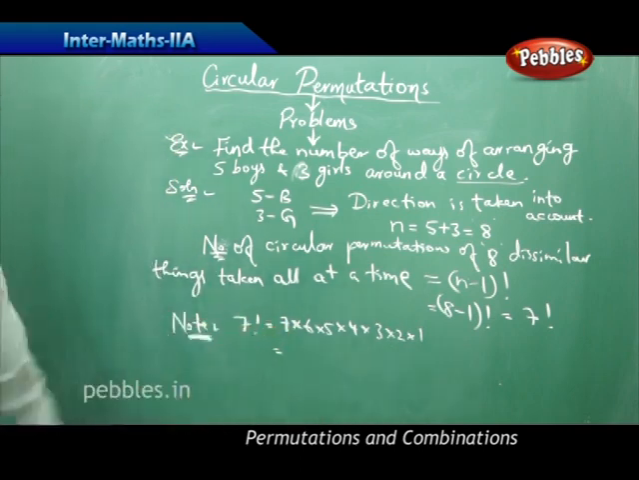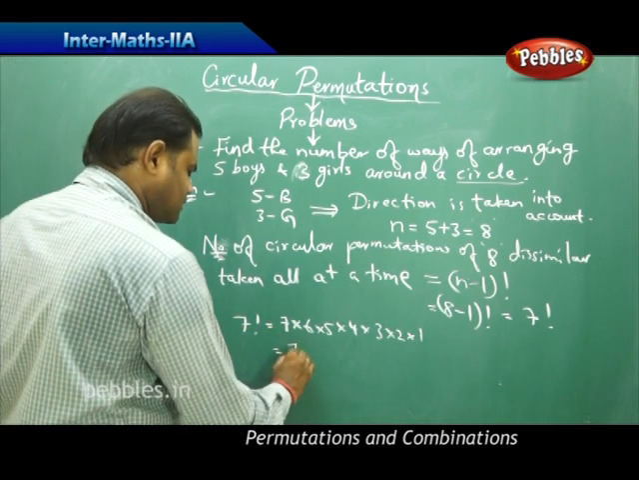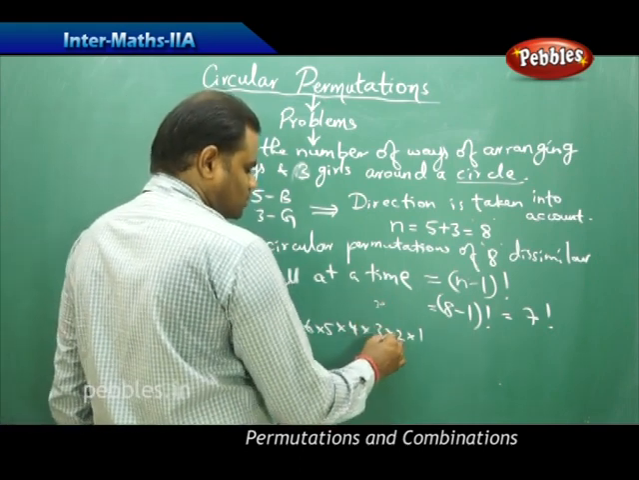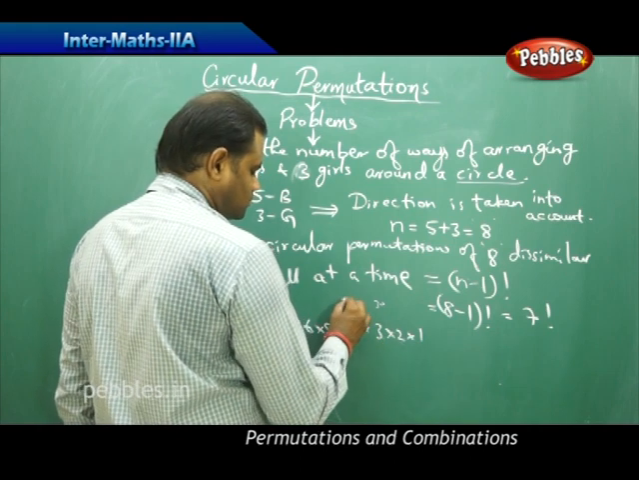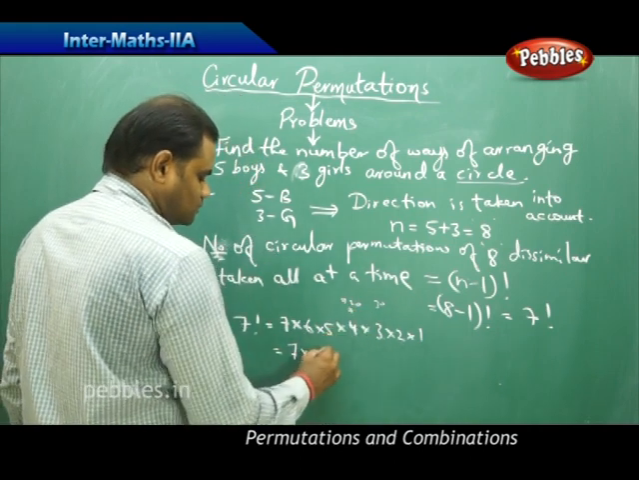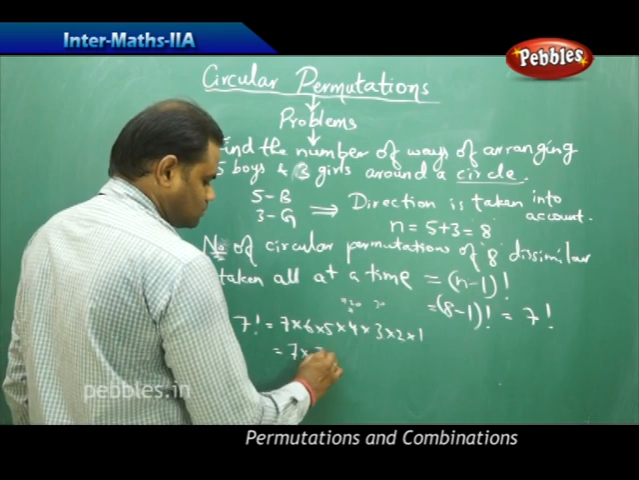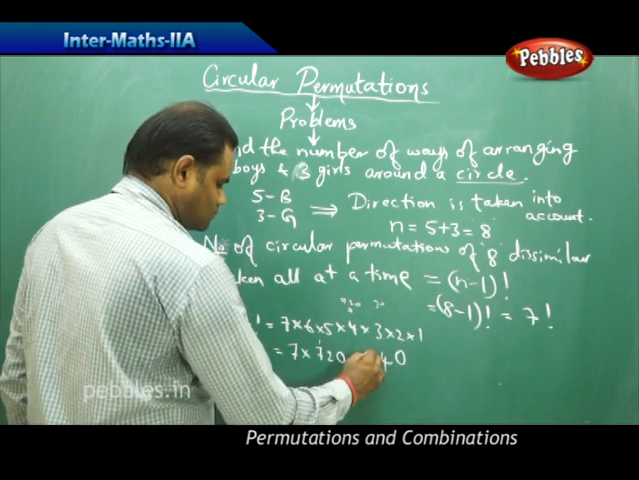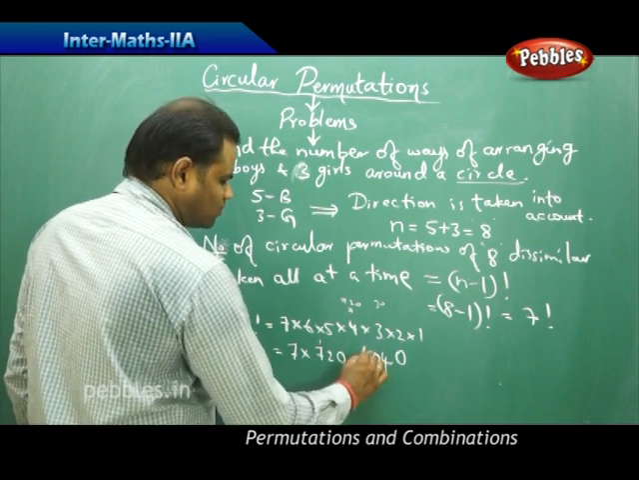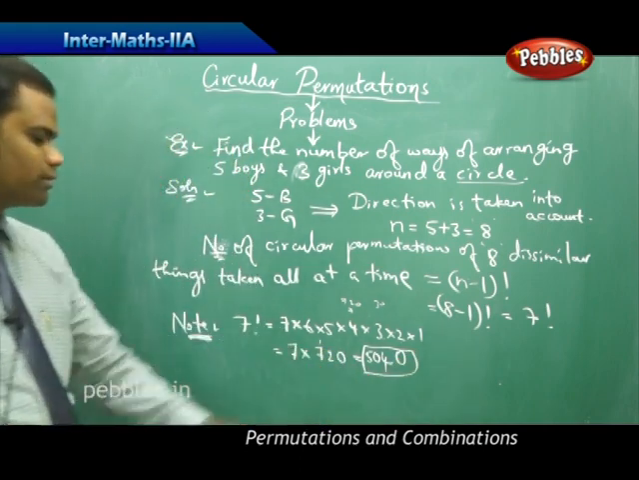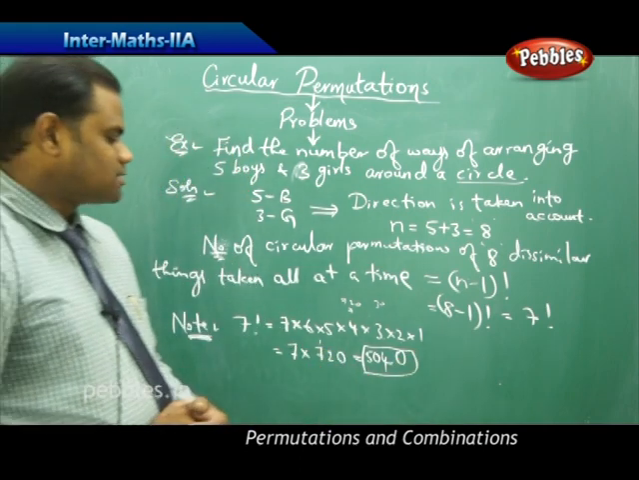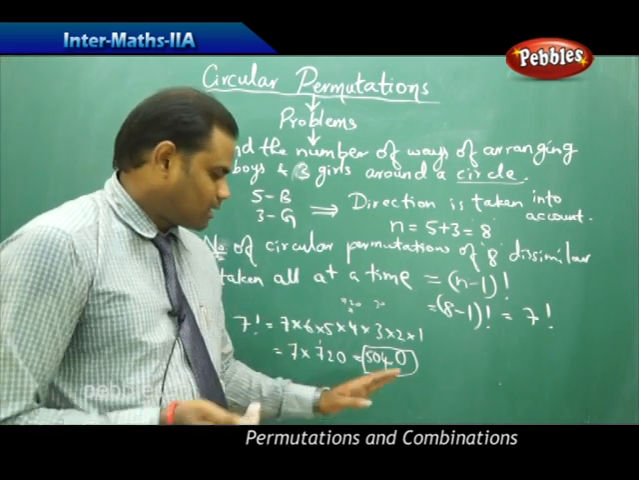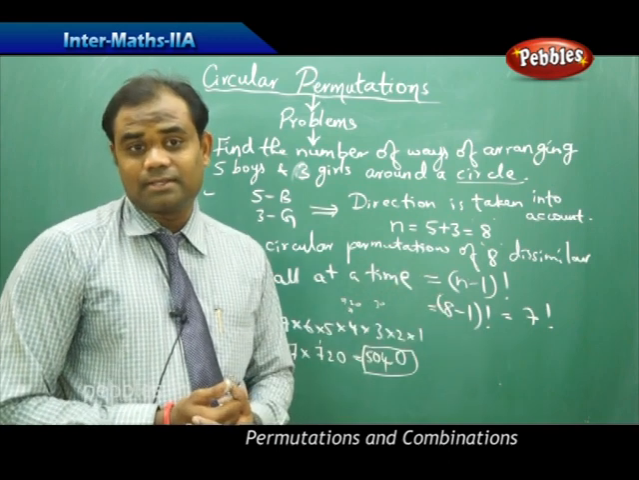Now this is a very lengthy process where I get 7 times 6, 42, 42 times 5 is 210... so this comes out to be 5040. So there are 5040 different ways of arranging 5 boys and 3 girls around a circle, where half of them would be in the clockwise and half of them in the anti-clockwise direction.